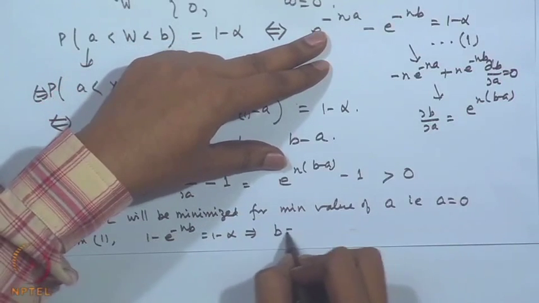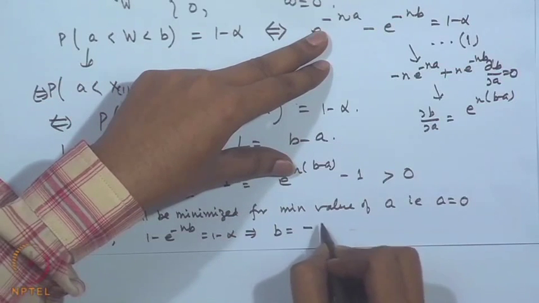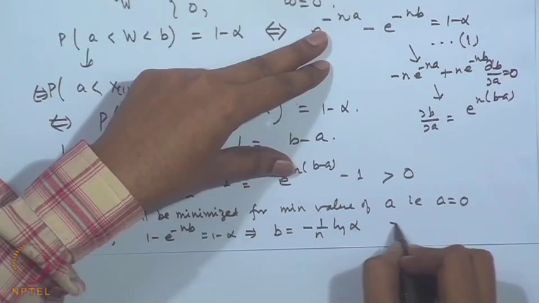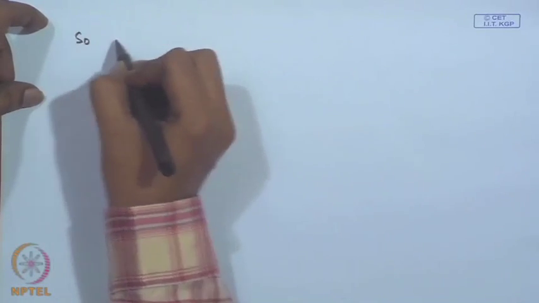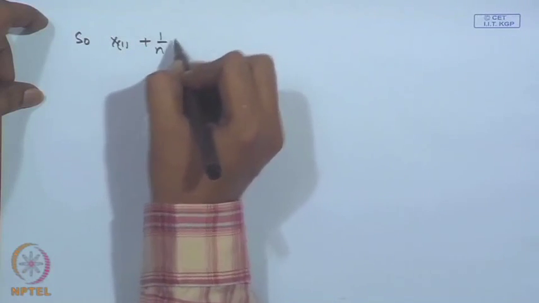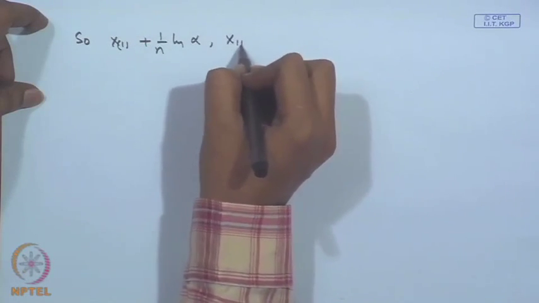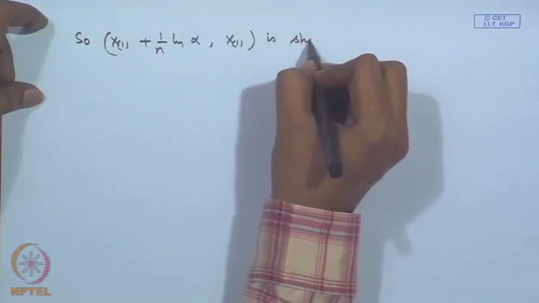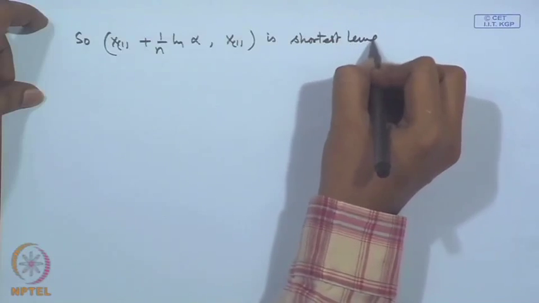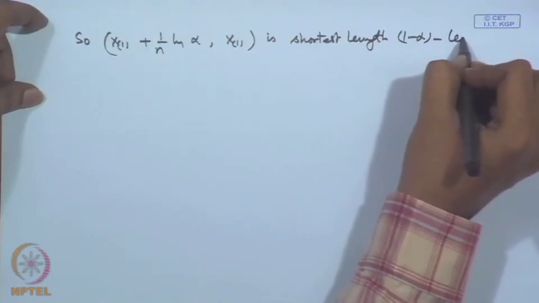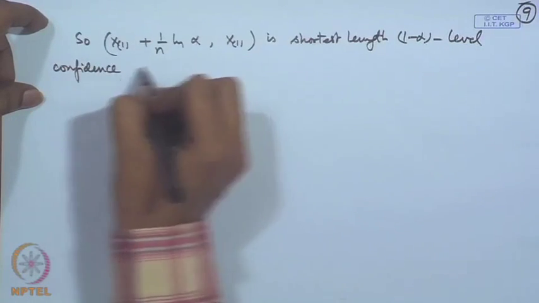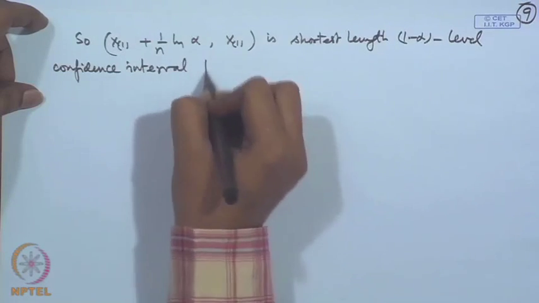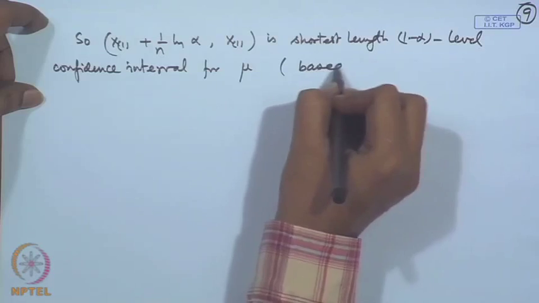That means b is equal to minus 1 by n log of alpha. Of course, this is positive, because alpha is a number between 0 and 1. So, the interval that we get here is X1 plus 1 by n log of alpha to X1. This is the shortest length 1 minus alpha level confidence interval for mu. This is based on X1.